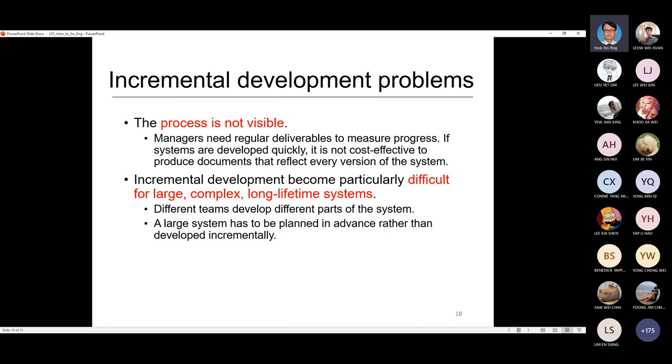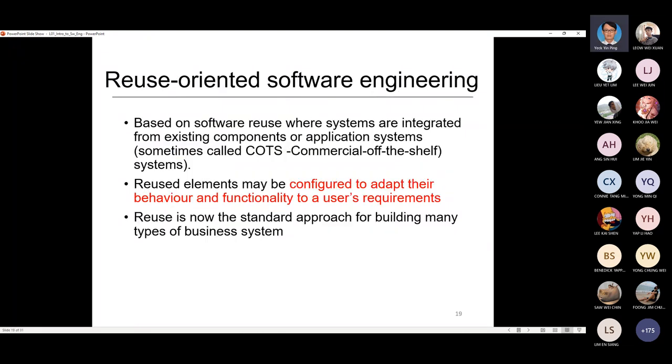Incremental deployment models are very difficult to apply to large, complex, and long lifetime systems. Remember this: it is only suitable for small and medium scale projects. Okay, so reuse oriented software engineering. Here you apply the component, as I mentioned just now, the package, what we call an API, and integrate it into your systems. This component has another name, commercial off-the-shelf systems. We call it COTS. So in future, when you work in the industry, some will call it a component, some a COTS, some a commercial off-the-shelf system. They are actually the same.